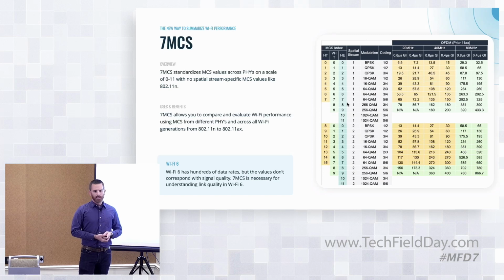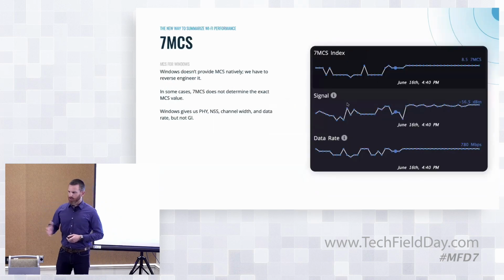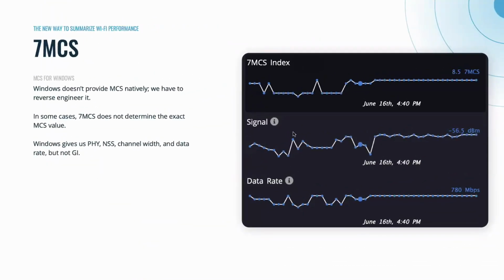A challenge with that is that Windows and other operating systems don't natively report the MCS they're using, and so we've had to reverse engineer that. And in some cases, there's ambiguity. Is it 6 or 7? Without knowing the guard interval, sometimes you don't know. So we just kind of simplify that.